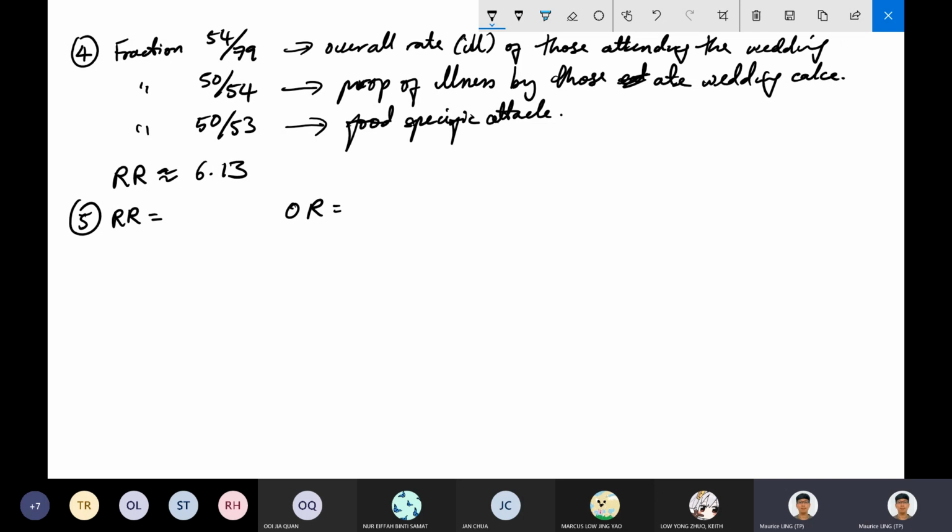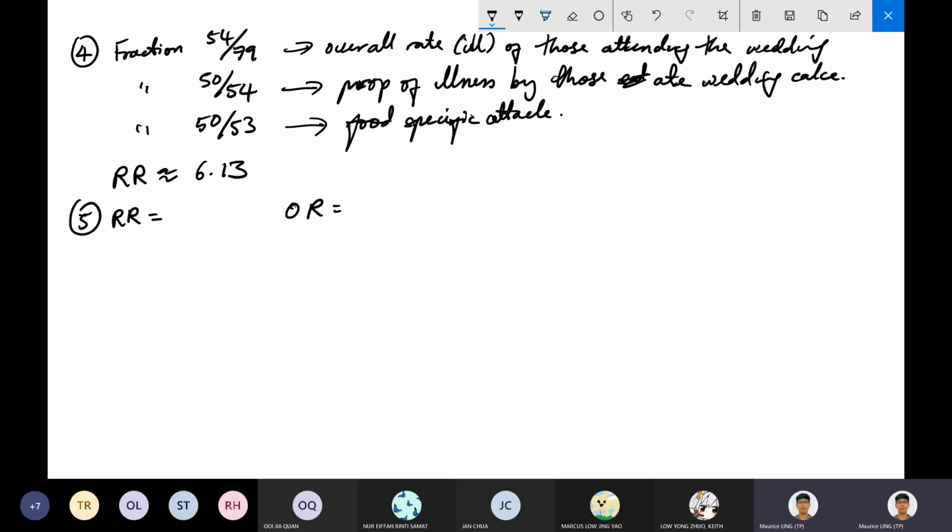So if you swap the proportion of patients eating the wedding cake, then that's wrong. Correct? Can you explain? Okay, because the proportion of the people eating the wedding cake, you have more people eating the wedding cake. So you see, there are a total of 54 people eating the wedding cake, but 50 are sick. Correct? Got what I'm trying to say?